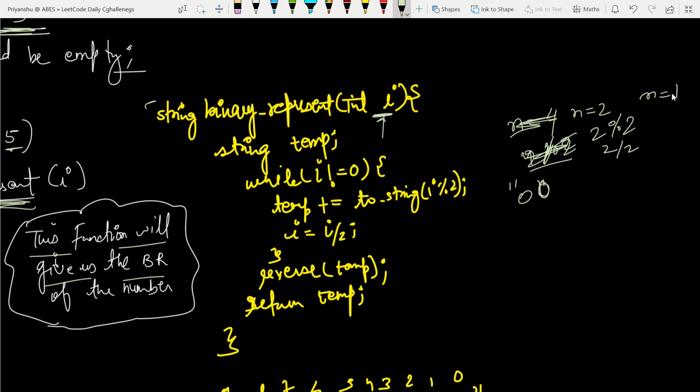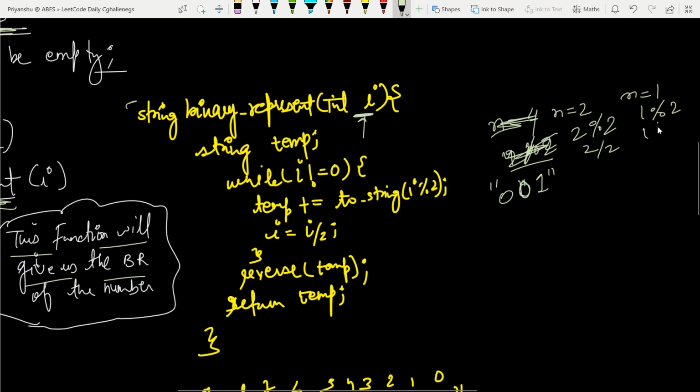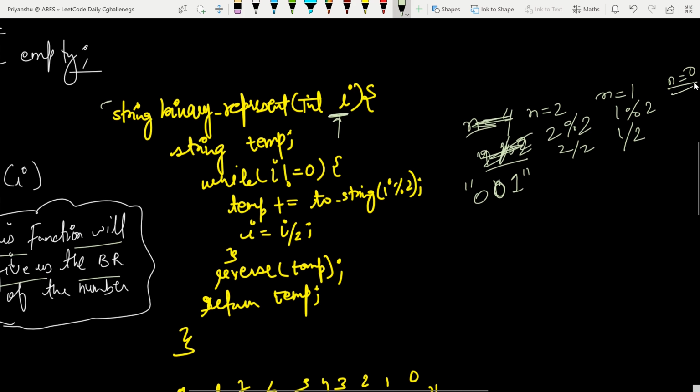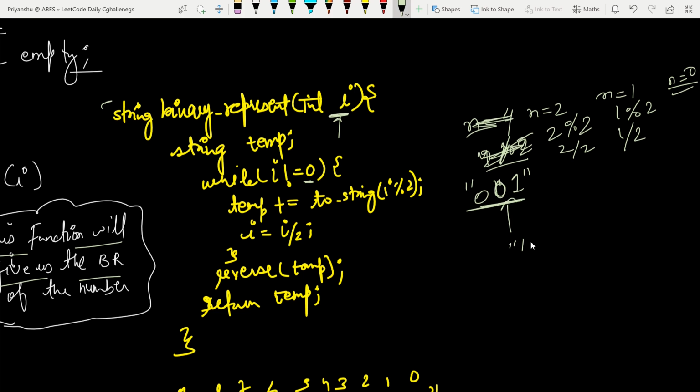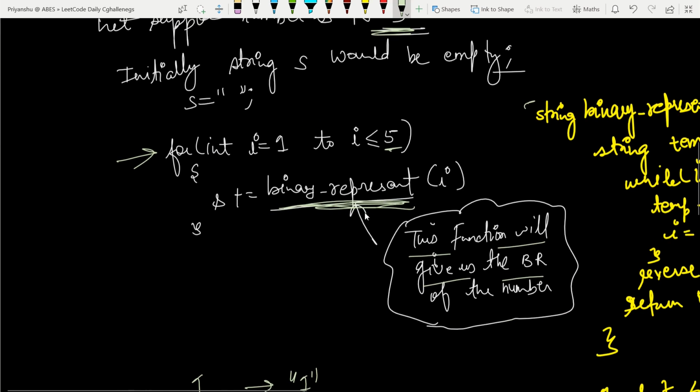We now get the number as 1. We again take 1 mod 2, it would be 1. And again we do 1 divided by 2. Now n would become 0, and at 0 we apply a termination condition, and after that we reverse this particular string. It would be 100. This is the binary representation of 4, and we return it in the form of a string.